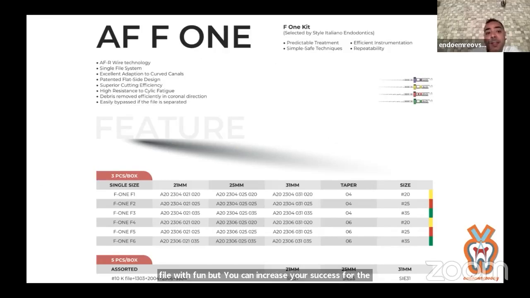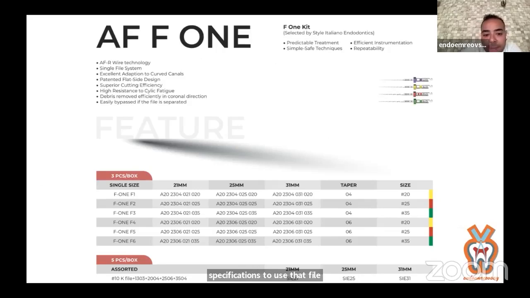So basically, it's not a file produced for bypassing, okay? But you can use F1 to bypass the separated file. It's just an option you can use, but actually, it's not a bypass file, okay? It's a shaping file, but it has some more special specifications to use that file.